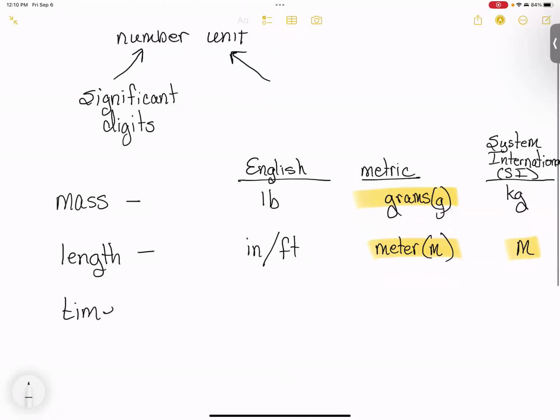Thankfully, time does not change. We can record it in seconds. Well, we record it in seconds for the metric and for the System International as well. We will use hours, we will use minutes. Time does not change.